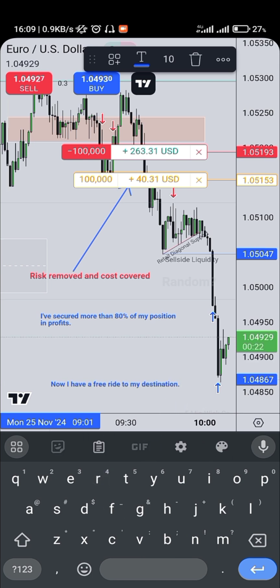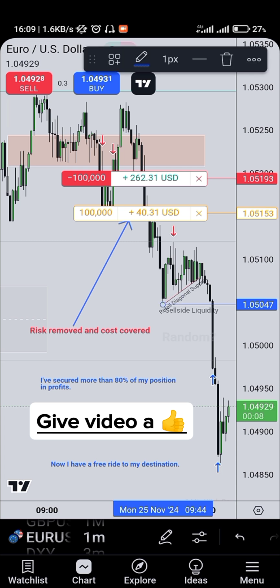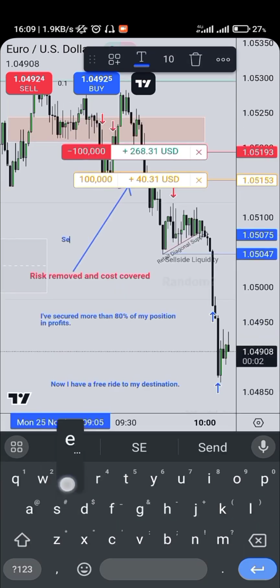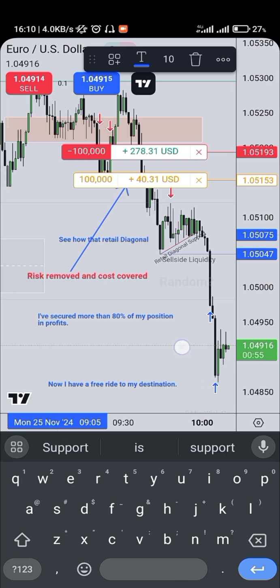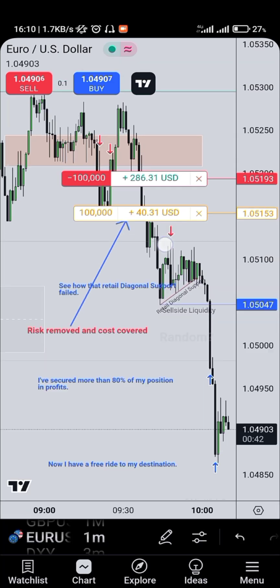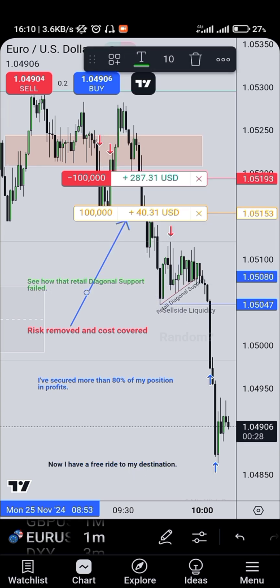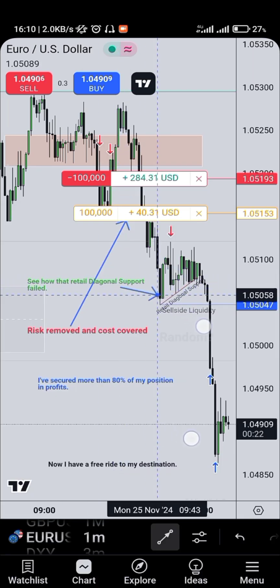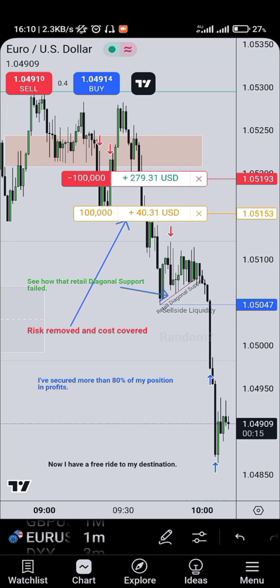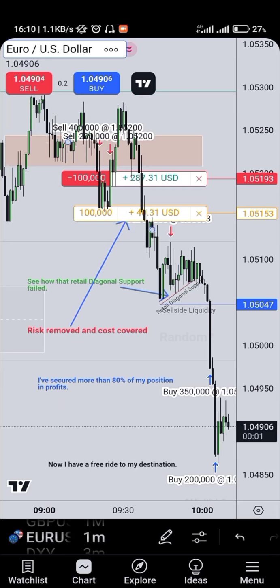Once I do this thing, you get it, I just relax. Like, man, I don't care what price does. I've taken 80%. So look how that diagonal support failed. Look at that, I just make most of it. Look at how it failed. You can see that it failed. Why? Because that is not what makes price move.